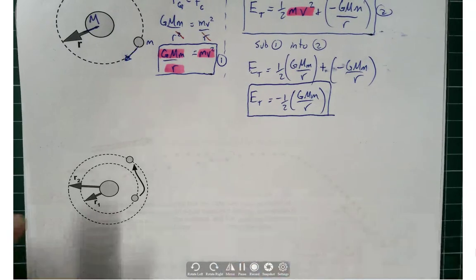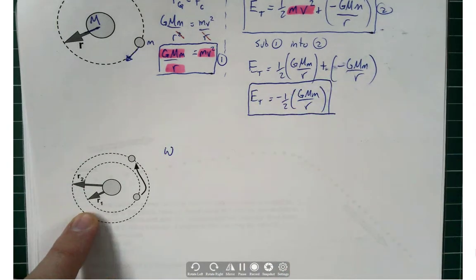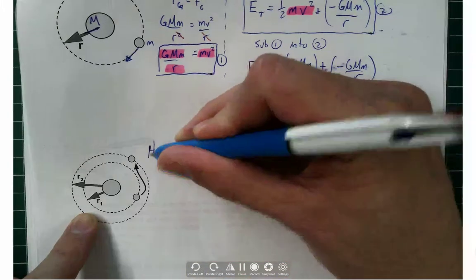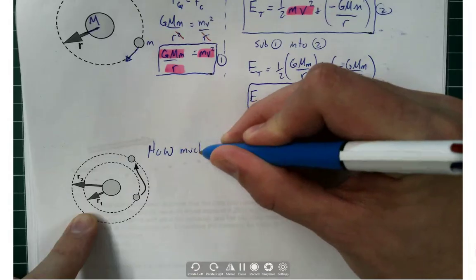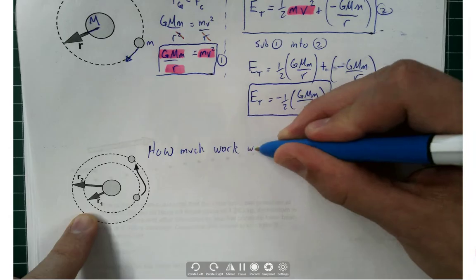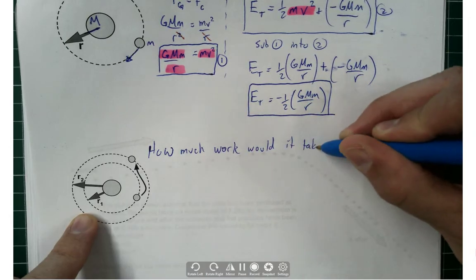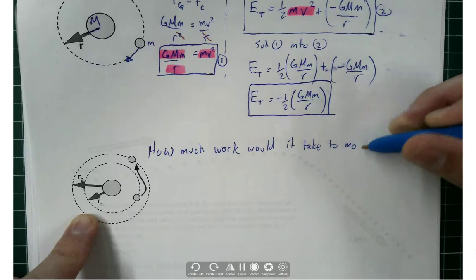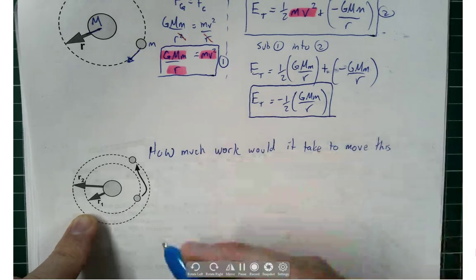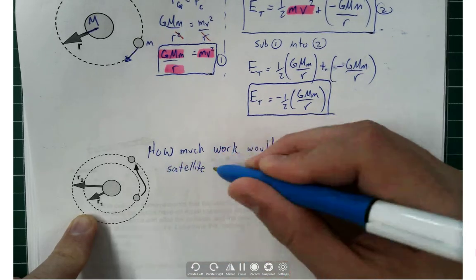All right, here's another one. Let me write out a new question. This is the one that made me think of electron excitation from chemistry class, but it's not what we're doing now. How much work, and when I say work, how much energy, would it take to move this satellite to a higher orbit?